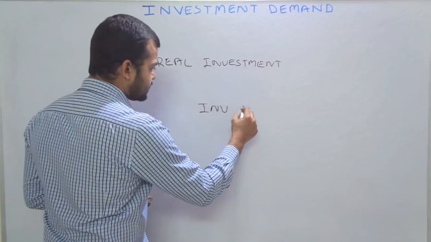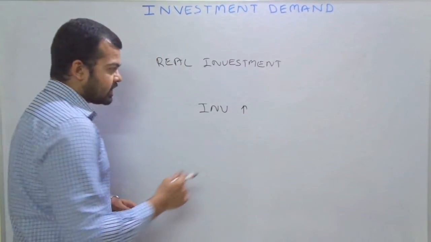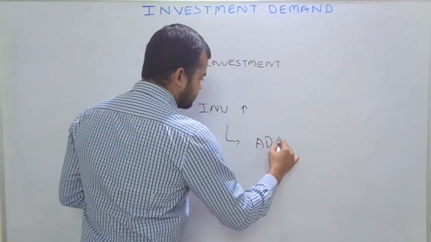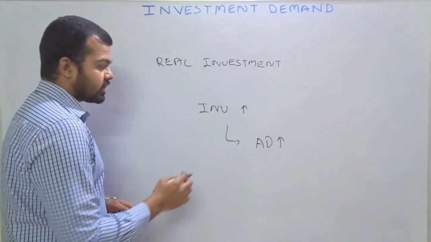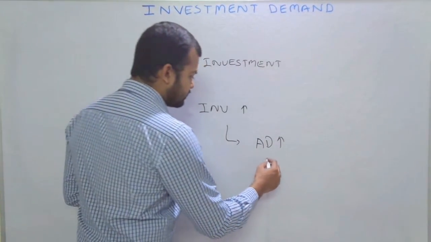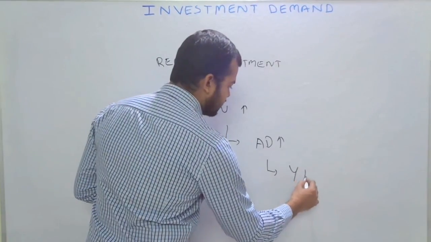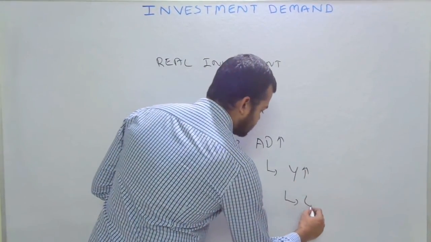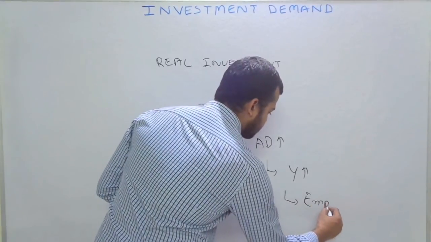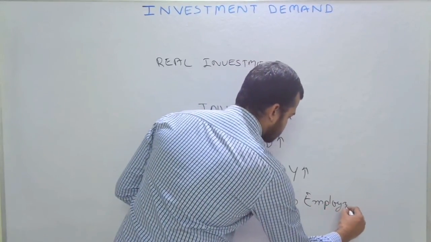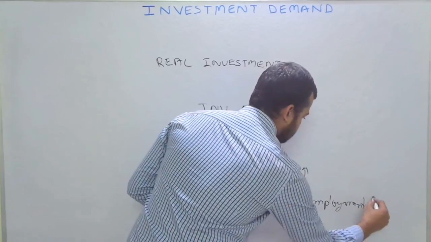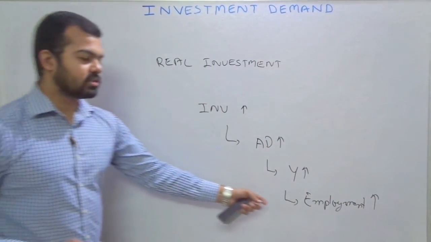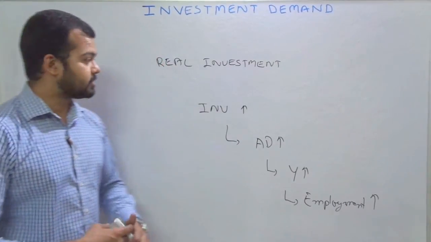If investment goes up, it will further lead to an increase in aggregate demand. Increased aggregate demand in the economy will lead to a further increase in the level of income and finally an increase in the level of employment. Increasing the level of employment is the last and utmost goal of this investment.